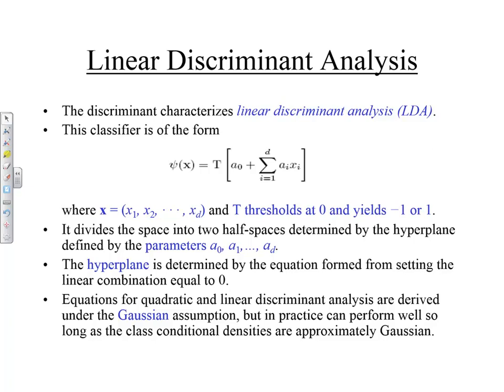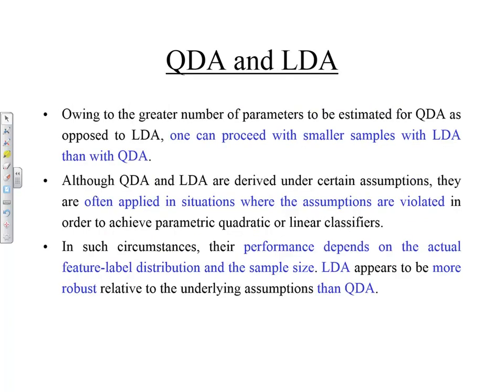Now, the equations for quadratic and linear discriminant analysis have been derived under the Gaussian assumption. We assume that the density of the feature vector given each class is Gaussian. But in practice, they can perform well so long as the class conditional densities are approximately Gaussian. They're used in places even when the Gaussian assumption doesn't hold, and they do seem to do reasonably okay.